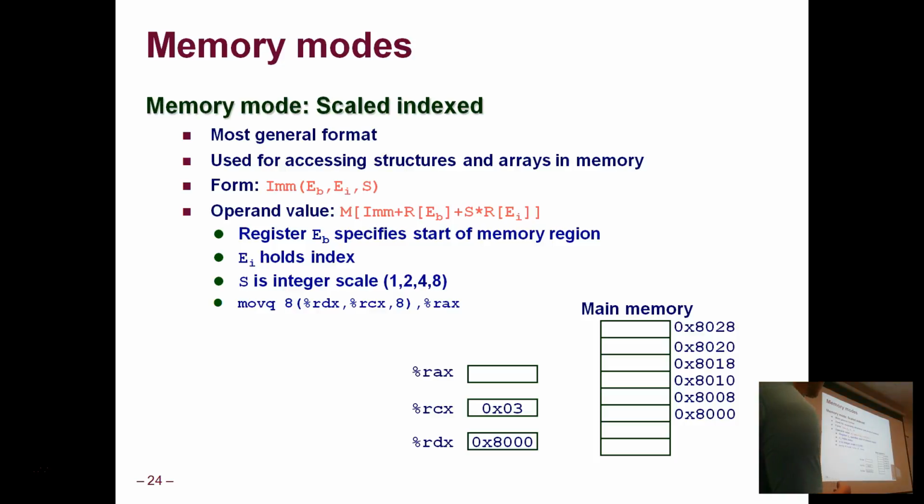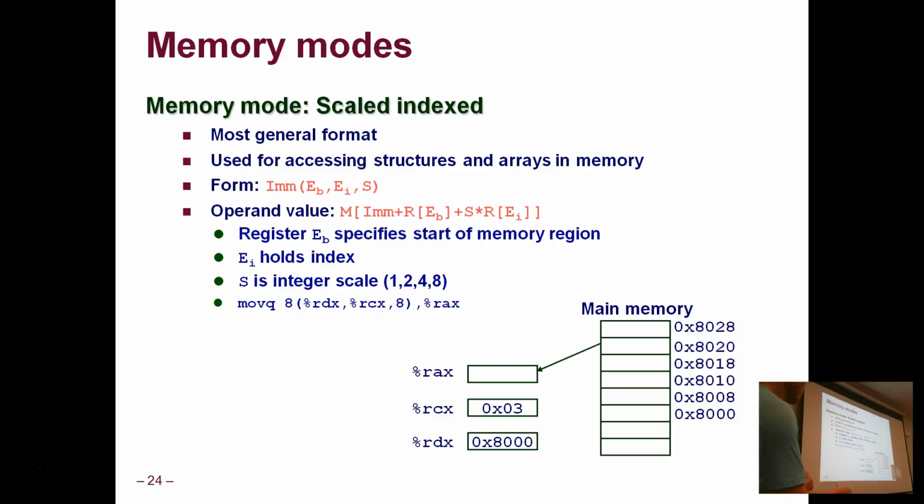So if you have a move quad 8, RDX is your base, RCX is your index register, and 8 is your scale. Then it's going to take 8 times RCX, which is decimal 24, add it to RDX, so this is 8024, which is 8018, I think, and then adds 8 to that. So this ends up giving you 8020 and putting it into RAX.